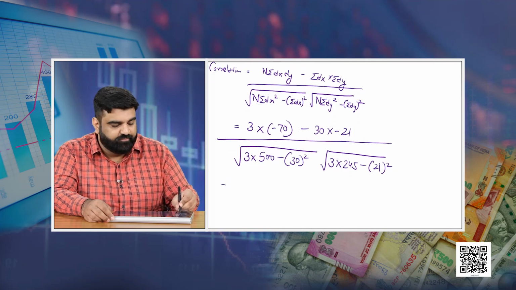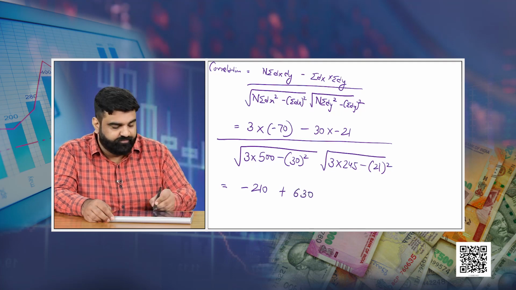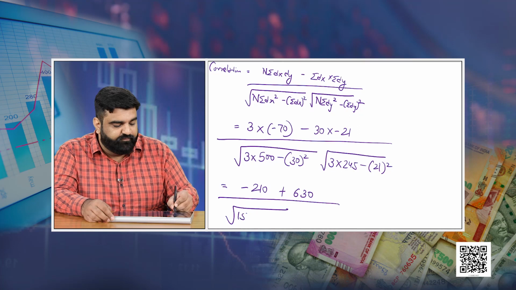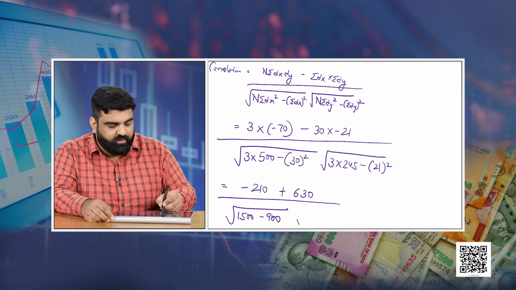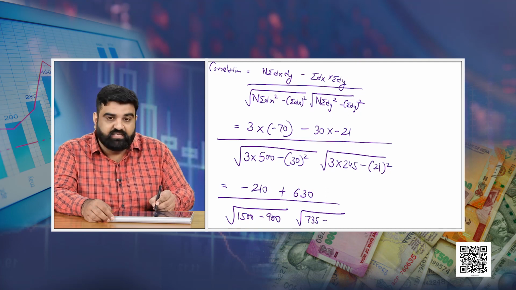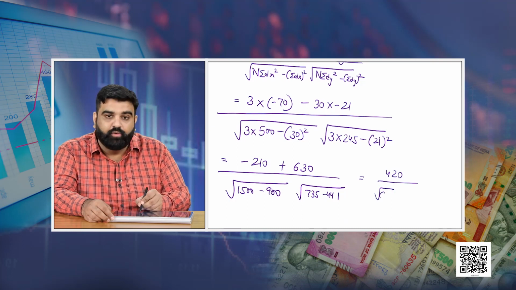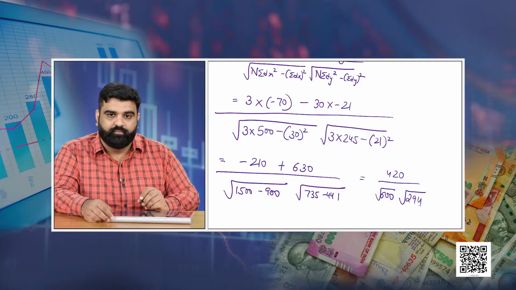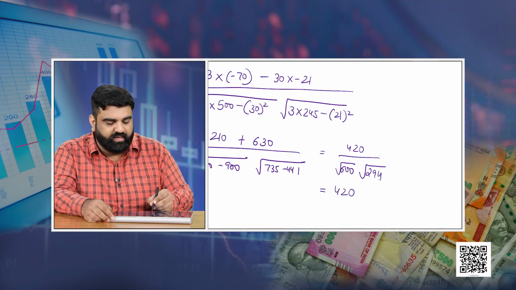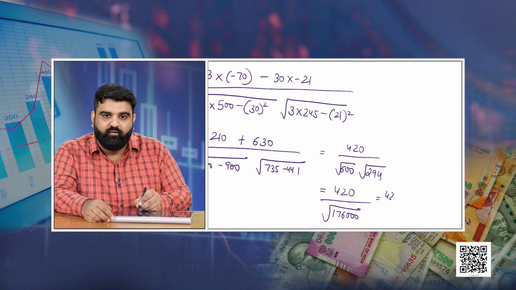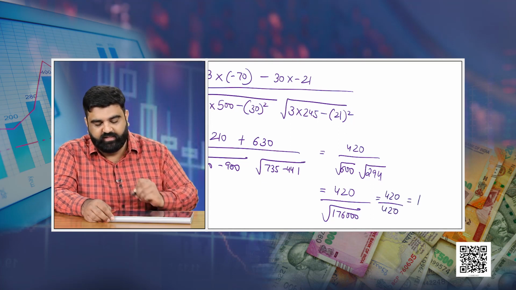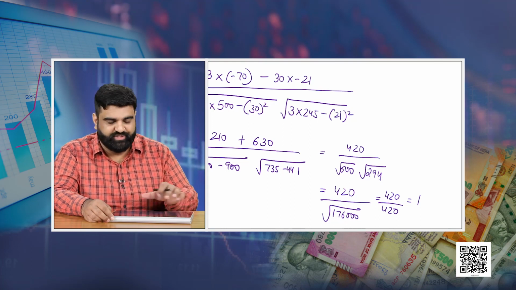So, let me calculate this for you. This will be minus 210 plus 630 upon root of 1500 minus 900, root of 735 minus 441. So, this will be 420 upon root of 600 into root of 294. Now, this will be 420 upon the square root of 1,76,000, which will be again 420. So, my answer will be 1, that is perfect positive correlation.